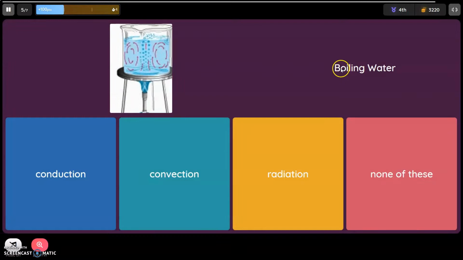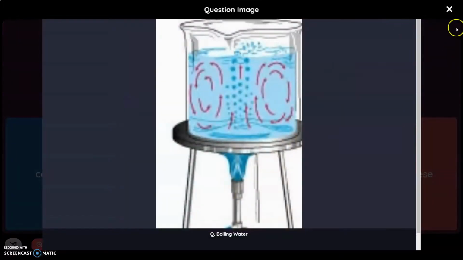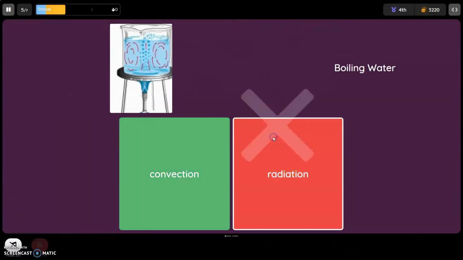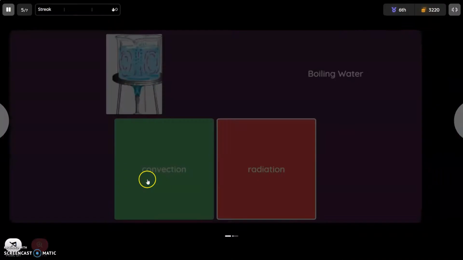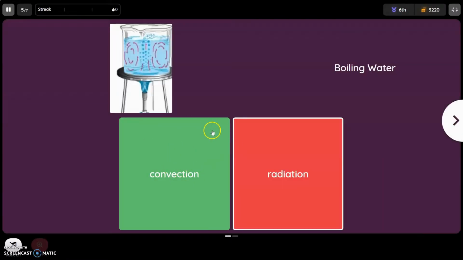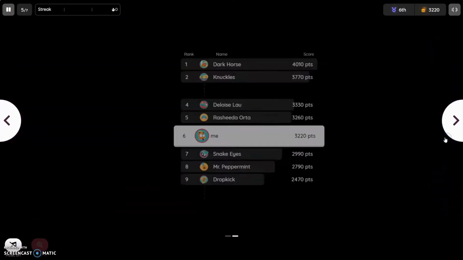Boiling water. What happens in boiling water? Is it conduction? Is it convection? Is it radiation? It can't be radiation. It's convection. Sorry, I mistakenly clicked on radiation. It is convection because the particles are moving from one area to other areas, because some parts are less dense.